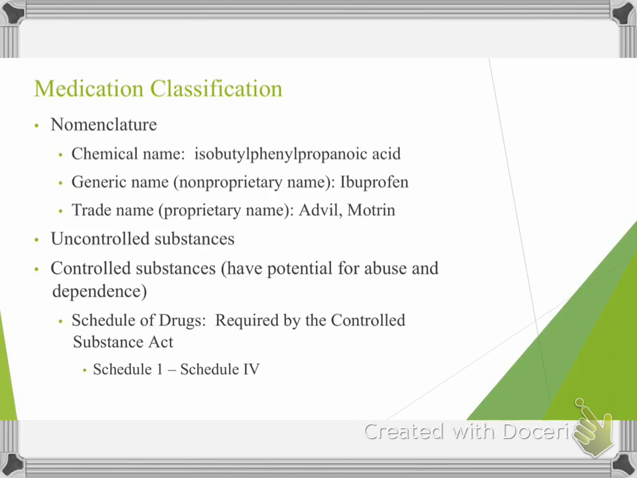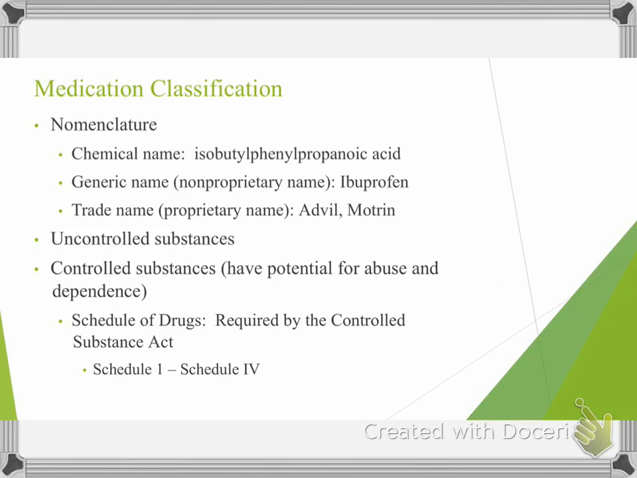The schedule of drugs is required by the Controlled Substance Act. And so a Schedule 1 would be that there's no currently accepted medical use and there's a high potential for abuse. That would be like cocaine. Actually, marijuana is currently a Schedule 1 still. A Schedule 2 would be like there is a medical use, but there's a high potential for abuse. That would be like hydrocodone.